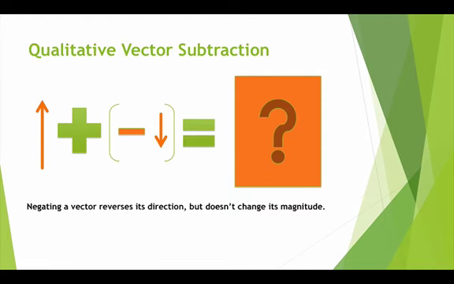Negating a vector makes it reverse its direction. So it's not going to change the length. It's still going to be 1 inch long, but it's going to have the exact opposite direction, 180 degrees apart. So let's see what that looks like. And now it becomes a really simple problem.